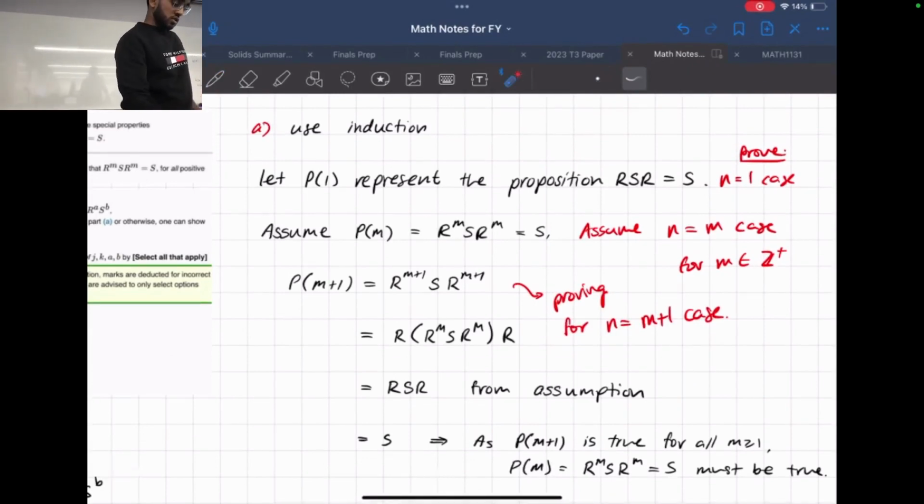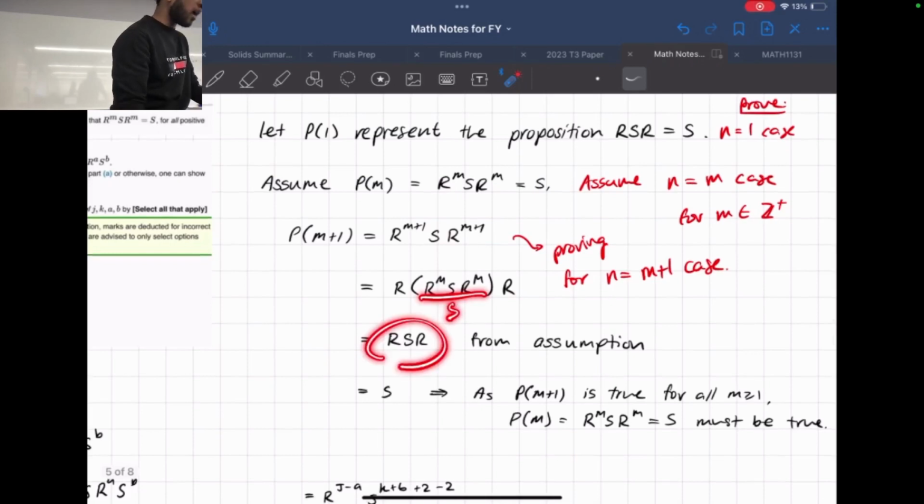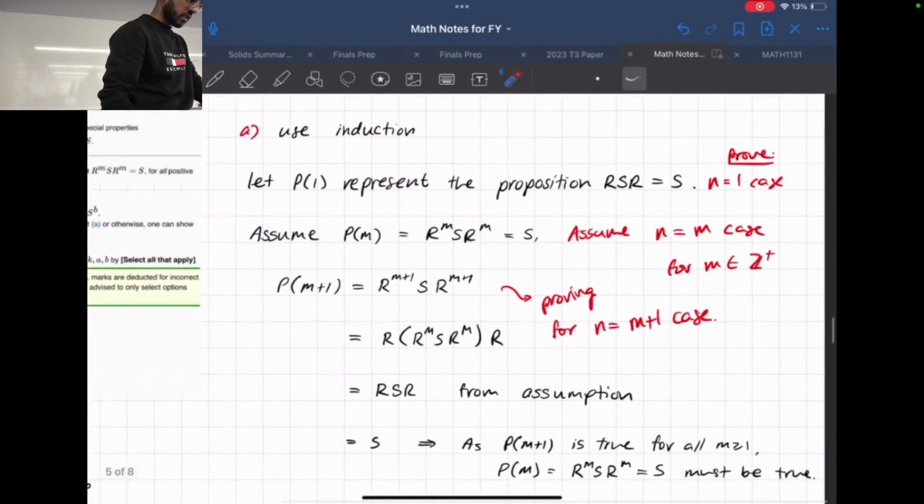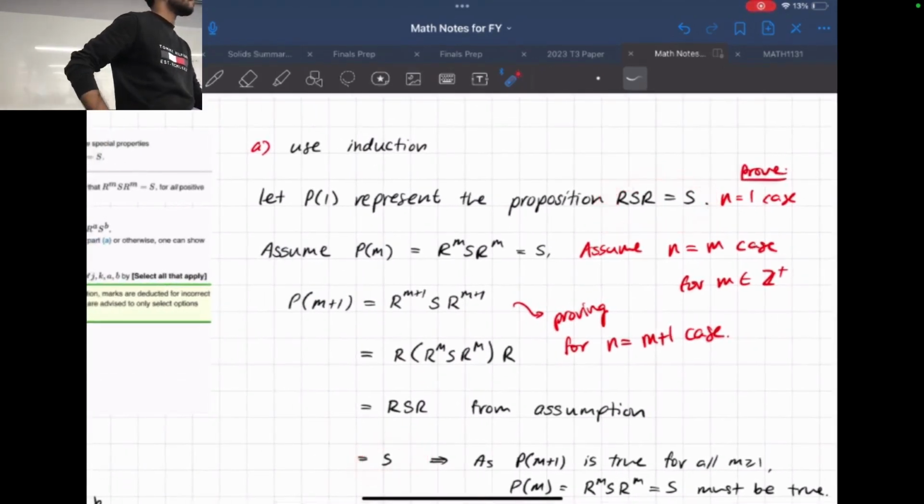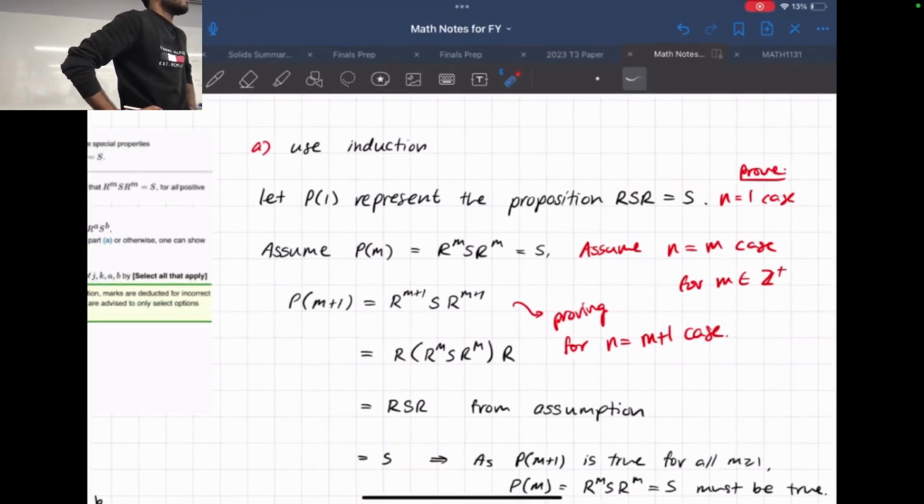So when we're proving the n plus 1 case, we have R to the n plus 1 on both sides. You can just factor out an R on each side of the matrix. And we know what this is. From our assumption, this is equal to S, so we can replace this with S. We get R S R. And from our very first case, n equals 1, we know that this is equal to S. And therefore, we prove by mathematical induction. It's something you're going to have to memorize.